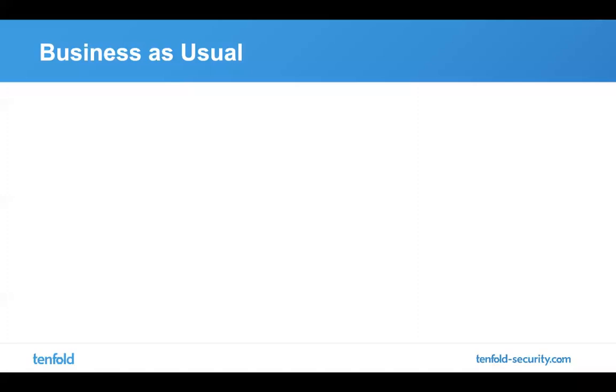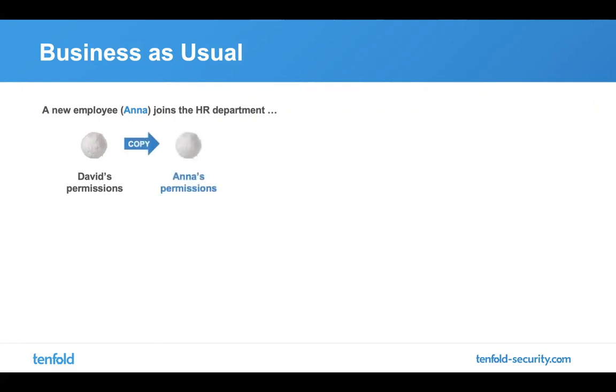So let's have a look at an example of how permissions management generally works today without the use of a Tenfold type of solution. We have a new user within our organization. We'll call her Anna. Anna needs access to a particular folder in the department she's joining, which is HR. Now, David's been in HR for 5 years. So you know what? Let's just give her the same permissions that David's got.